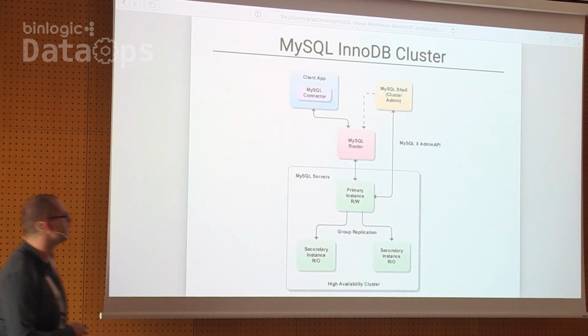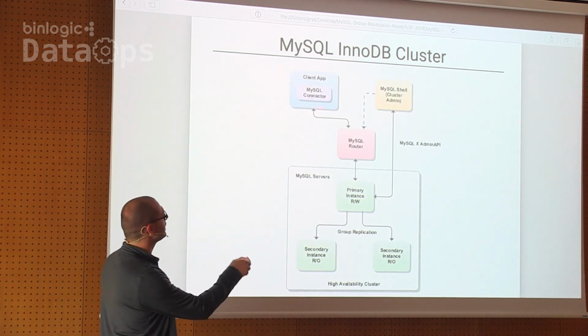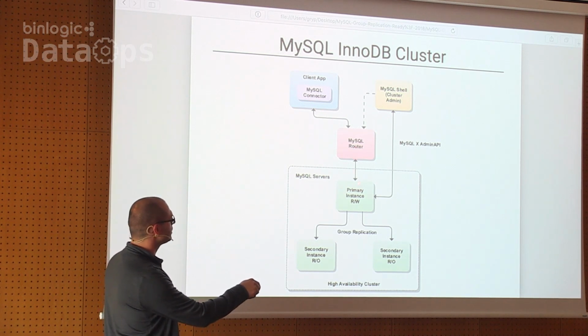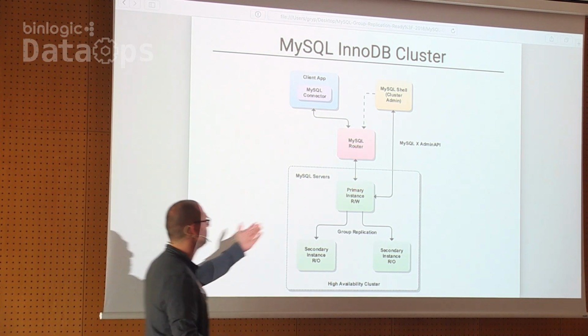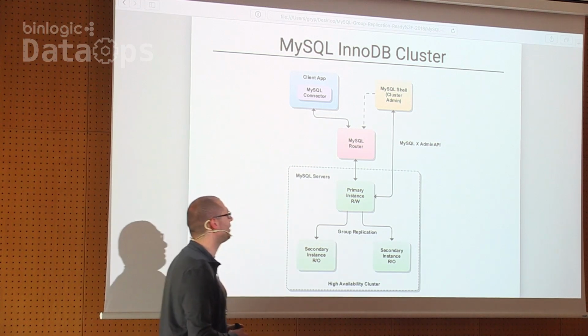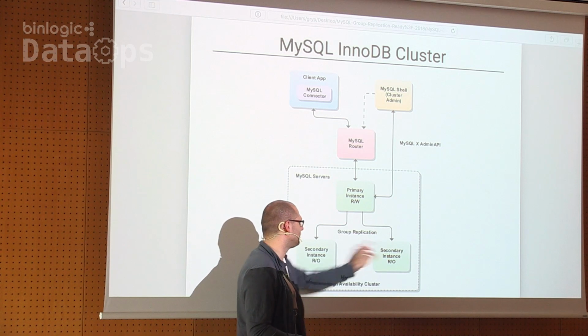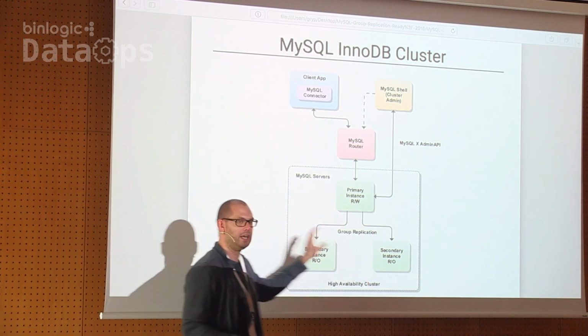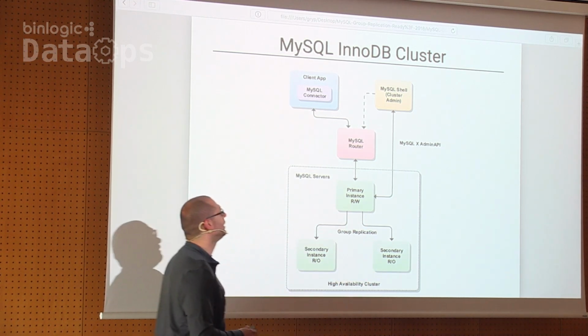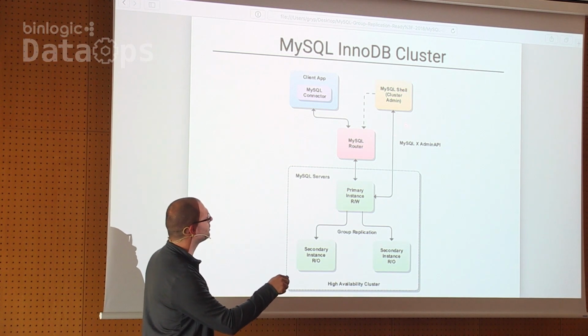This is a little different graph. So basically, the client connects to the router, and the router connects to a database. Maybe in this case, this is the primary instance, and then you have two read-only instances. So the group replication takes care of which node is read-only, and it will change as required. And then you have the shell, which is connecting using the MySQL X admin API.